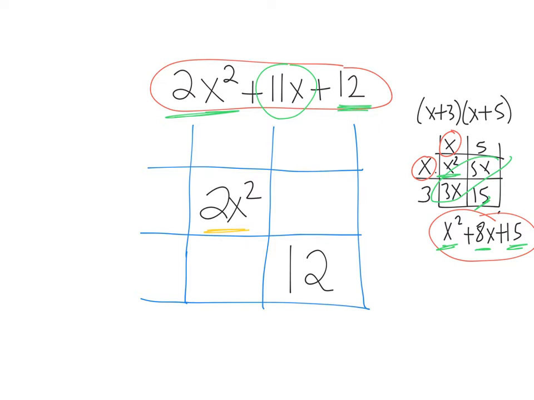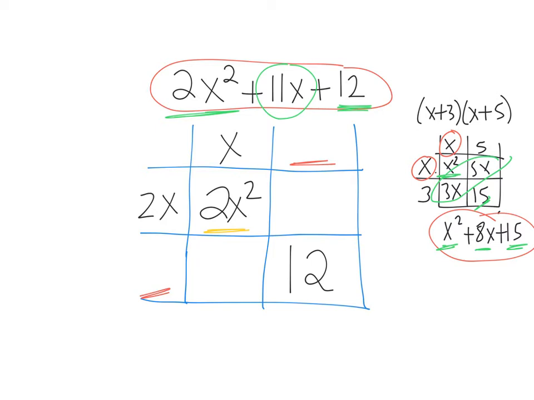The only combination of things is 2x and x. That's the only way. Nothing else is going to make 2x squared. So I know already it's 2x and x. Now these last two numbers that go in here and here, what do I know about them?